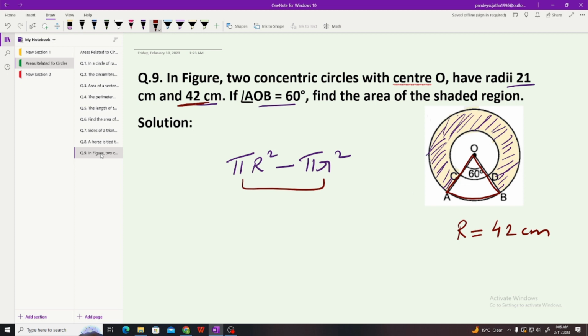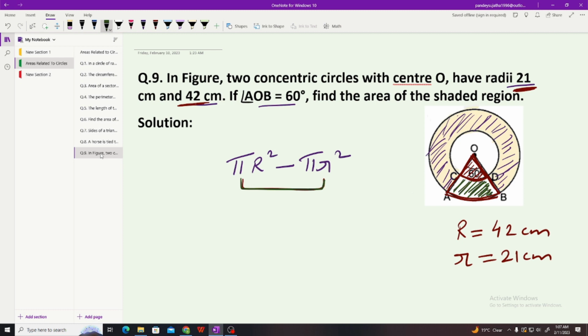And from this sector, we are going to subtract the area of this small sector, for which the radius is 21 centimeter. So I am taking this radius as small r, that is 21 centimeter. So from the area of the big sector, that is AOB, if we subtract the area of sector OCD, we get the area of this region. So from this area of the circular ring, we will subtract the area of this region.